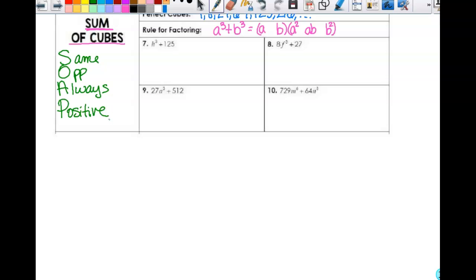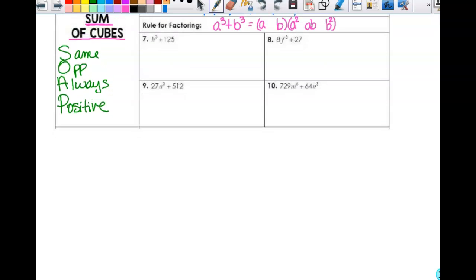That's how you get the signs in the right place. Same, opposite, always positive. Same means it's the same as whatever, like if it's sum or difference. So since this is addition, my first sign is the same, the next sign is opposite, the last one is always positive. That's how you get the signs correct. SOAP. All right.